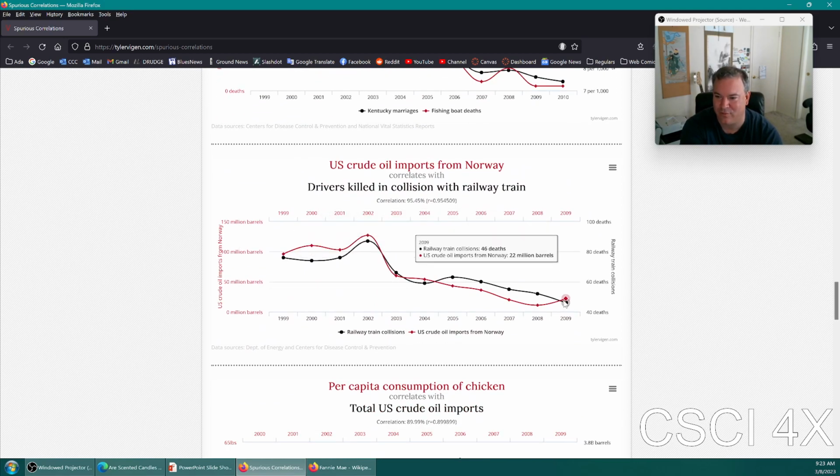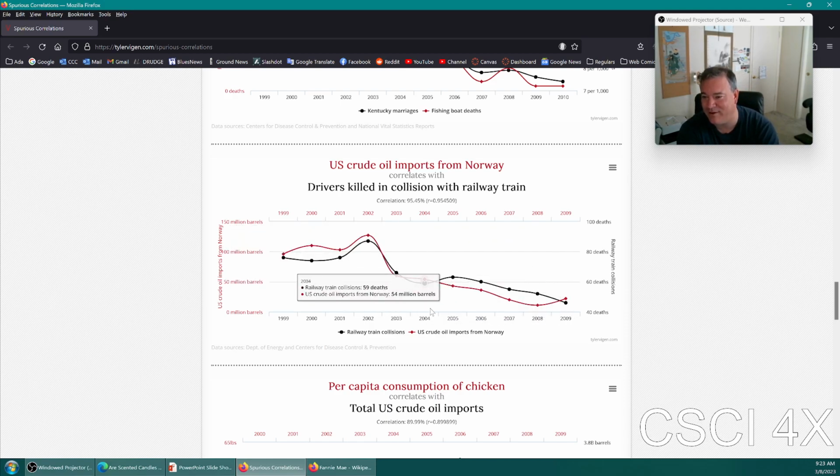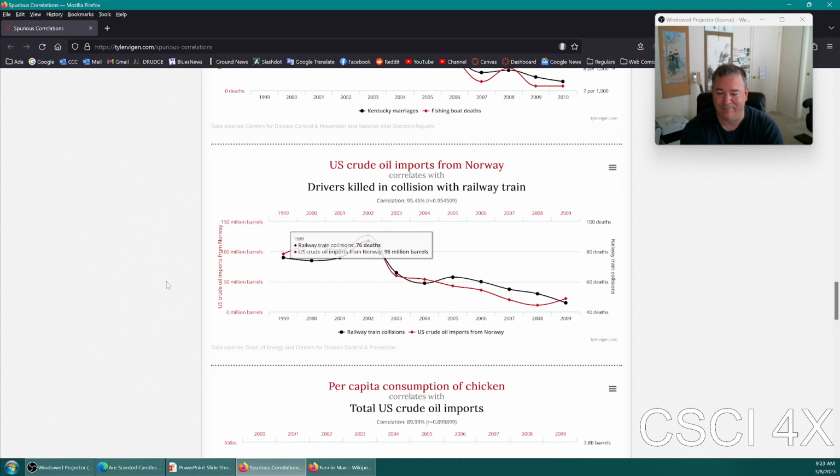Drivers killed in collisions with railway trains, 46 a year. Crude oil imports from Norway. So clearly, we need to import less oil if we want people not to get run over by a train in their car. 95% correlation, right? It's huge. Okay, so do you guys understand this principle?